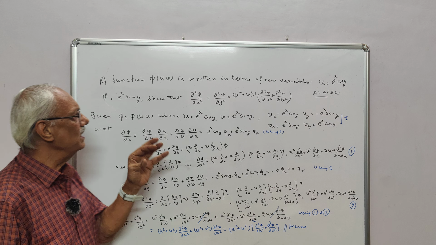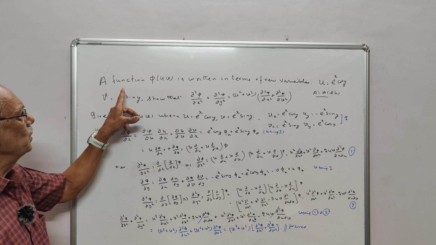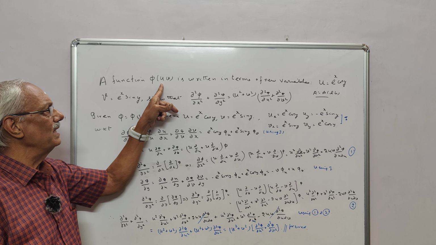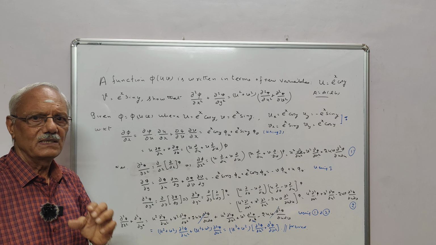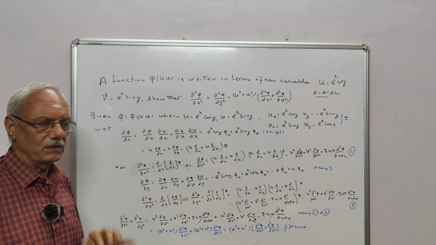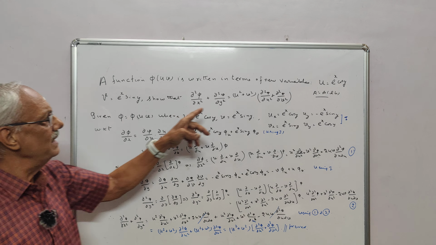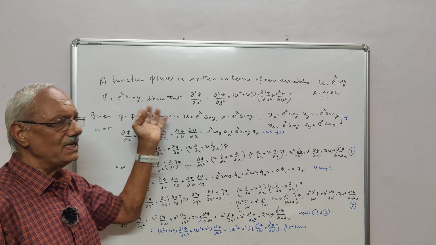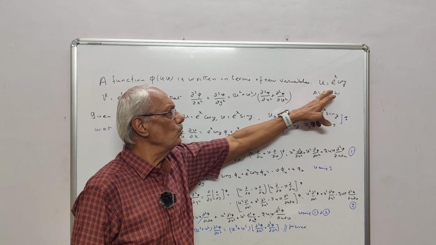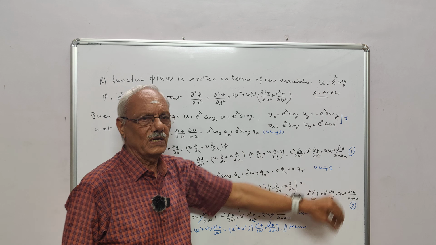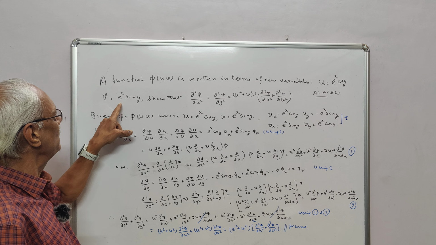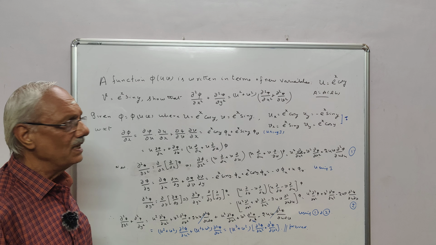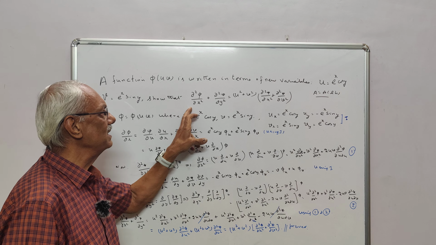In this problem, you are given a function phi which is a function of u and v, a function of several variables, more than one. Now u is given by u equals e to the power of x into cos y, and v equals e to the power of x into sin y. We have to prove this particular result.